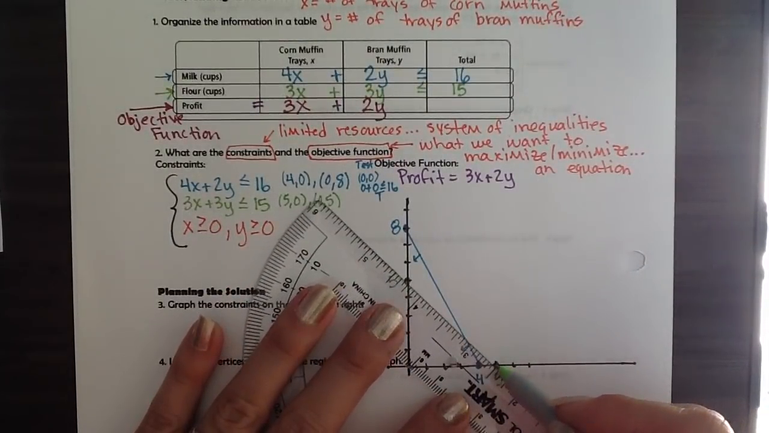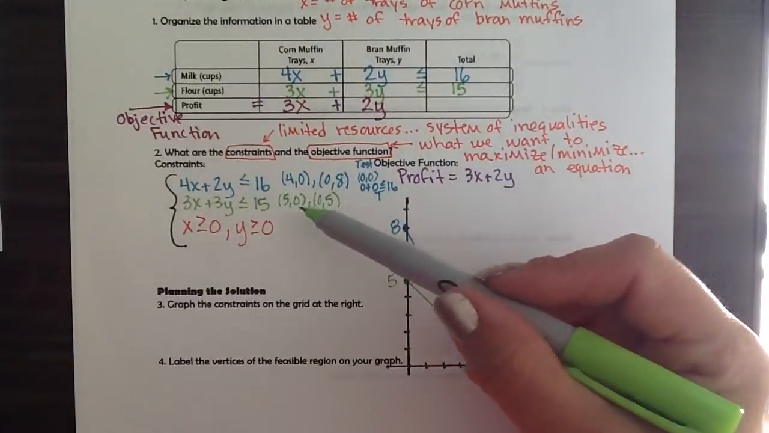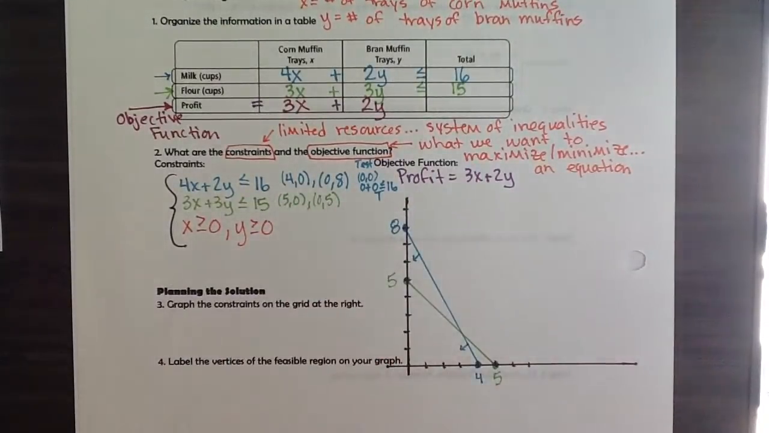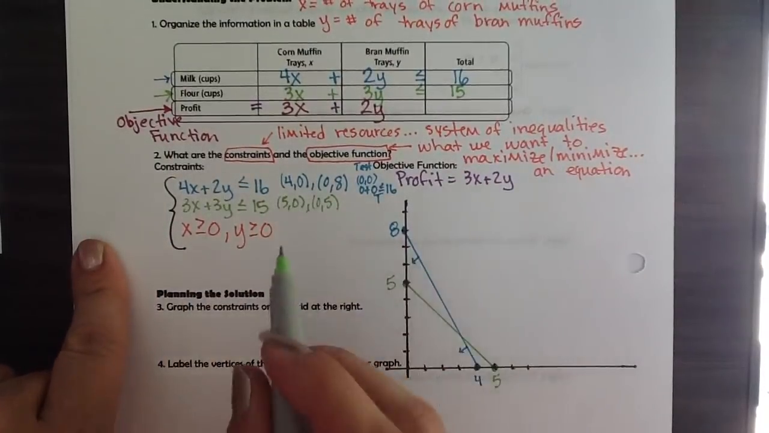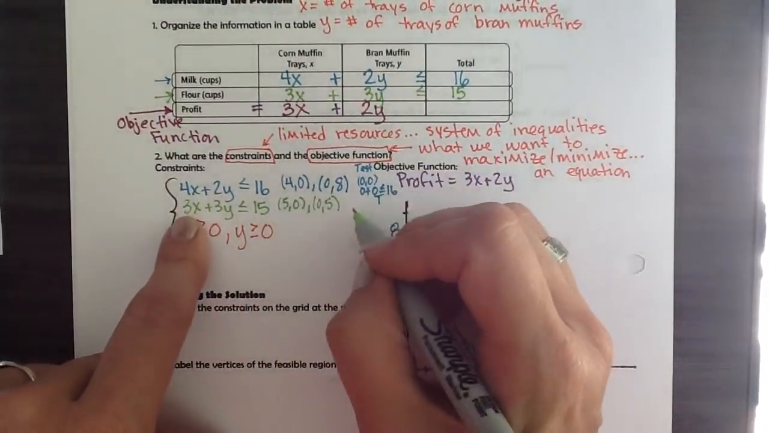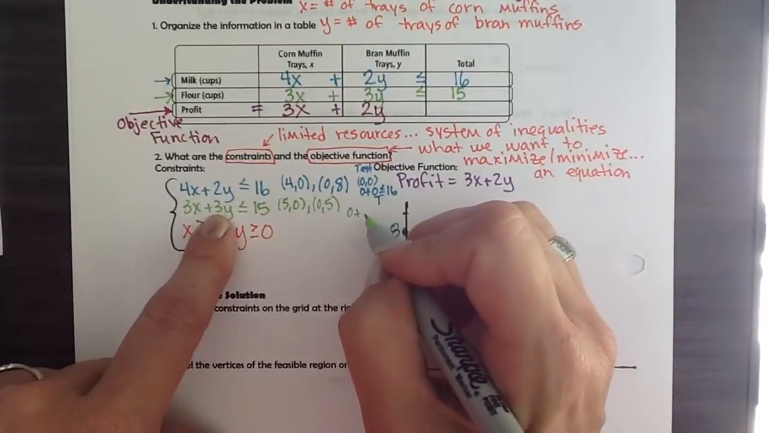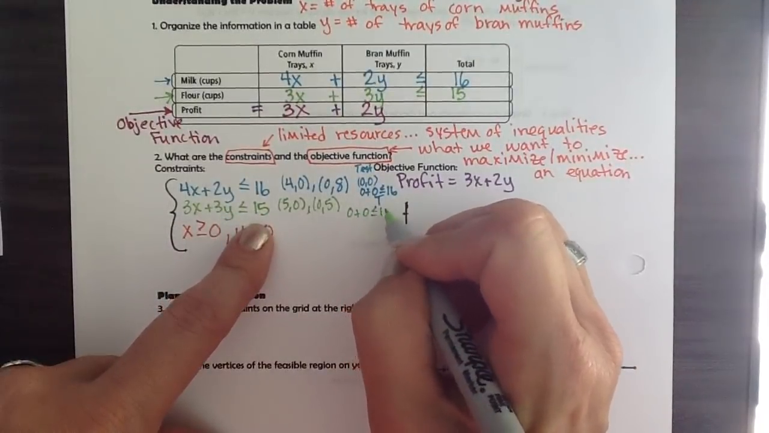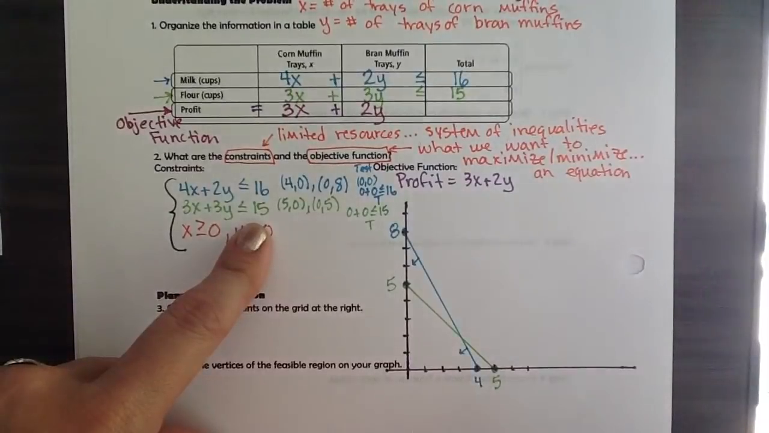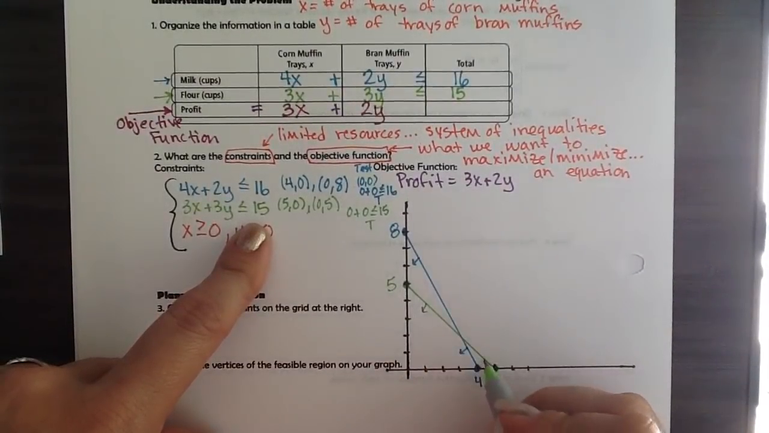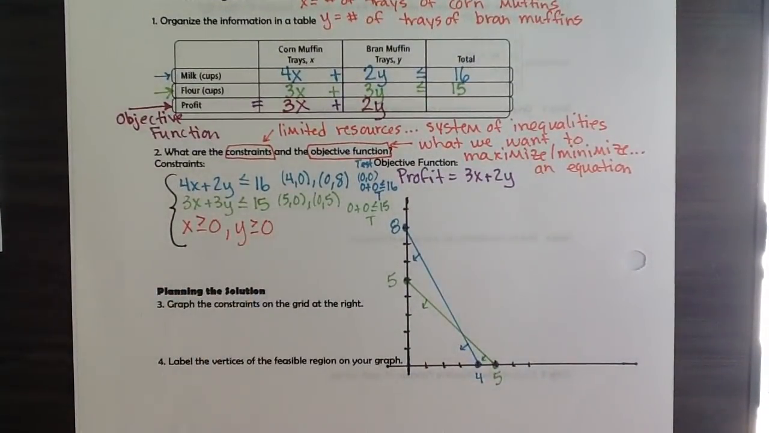Connect those, also with a solid line because of the inequality symbol. Go ahead and test the same point, 0, 0. So I'll have 3 times 0 is 0, 3 times 0 is 0, less than or equal to 15. That is true. So I'm shading below the green line as well.